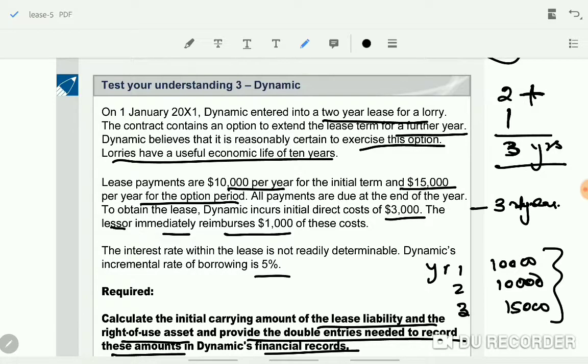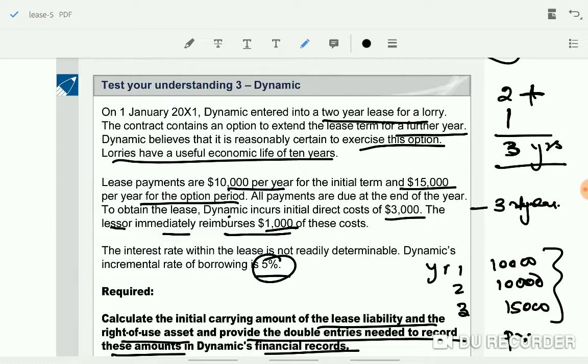So you'll take all these costs and find the present value using a discount rate of 5% for the liability. And the asset will be whatever amount we calculated for the liability plus any payments made at the commencement of the contract. There is no such information. They haven't made any payment at the inception of the contract. Okay, so leave that. Next one, we have to add any direct costs incurred by the lessee for arranging the lease contract. Here they are telling us Dynamic incurs 3,000, but out of that he got back 1,000. So only 2,000 is the cost incurred by the lessee. Direct cost incurred by the lessee.